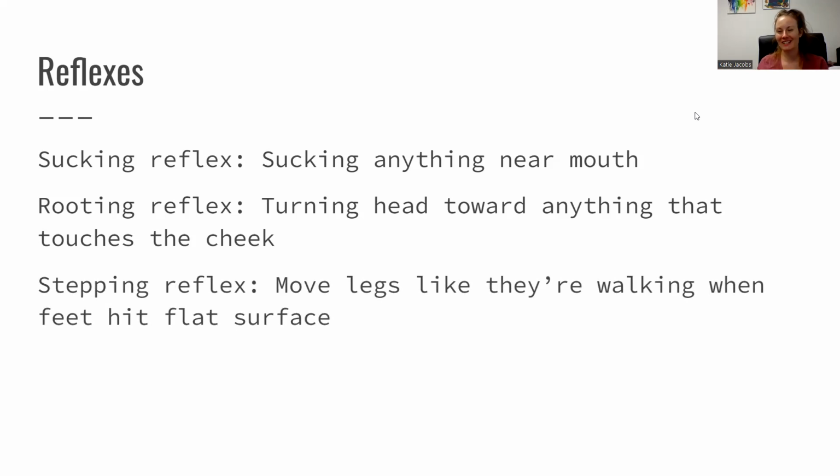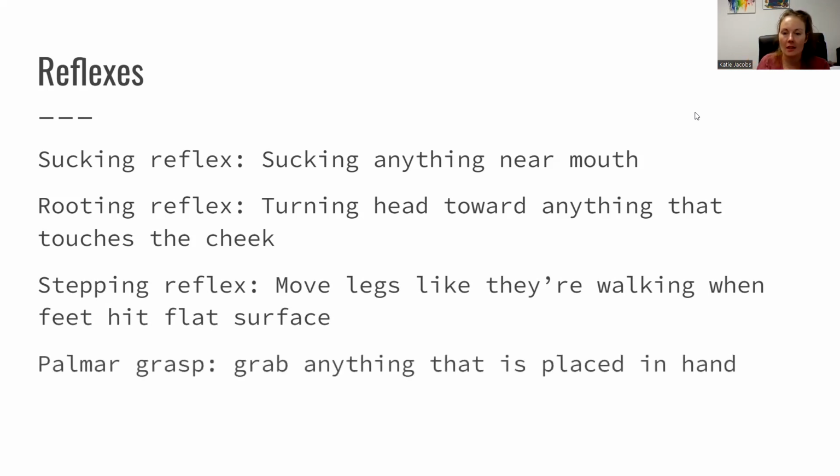The stepping reflex, this is a really cute one. If you put their feet on a flat surface, they'll move their legs like they're walking, even though they can't quite do it yet. And then the palmar grasp, babies will grasp anything that's placed in their hand. So if you put your finger in a baby's hand, they'll a lot of times put their hand around it and grasp your finger.